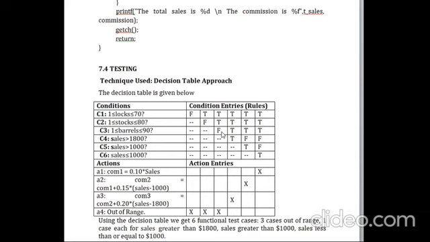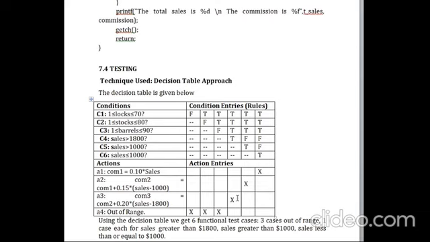So definitely it shows that the action entries are out of range. So come to rule number 4: the starting three conditions C1, C2, C3 are to be true, then C4 is to be true. So that is sales greater than 1800. Sales greater than 1800 means we calculate the commission exceeding 1800 using the 20% commission.